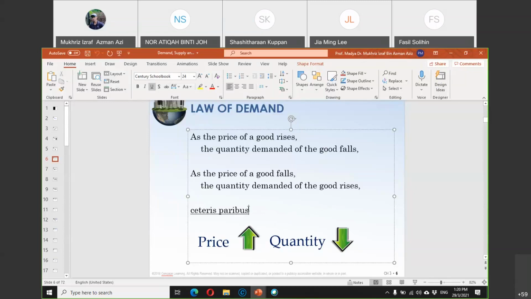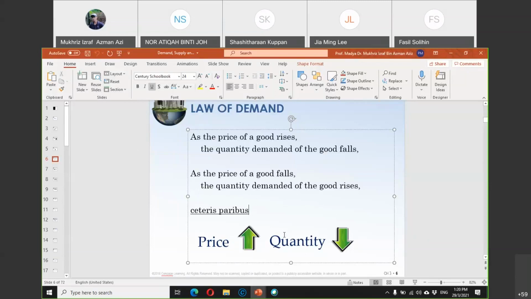But when you put ceteris paribus, we ignore all of those factors. Seasons we assume unchanged. Your preference, your taste, cita rasa, remains the same. So that is what ceteris paribus means. So you only analyze the price of that good and the quantity demanded for that particular good. We don't look at any other commodities or goods. We just focus on the price and quantity of that particular good only.